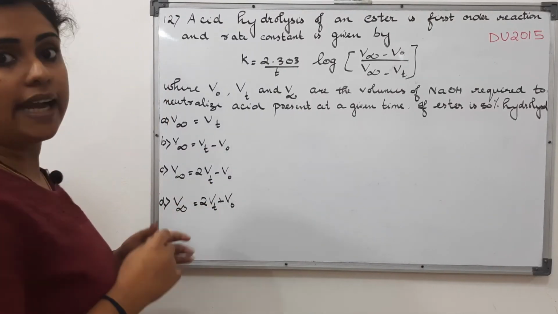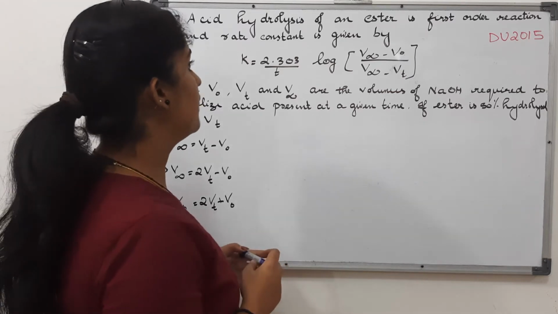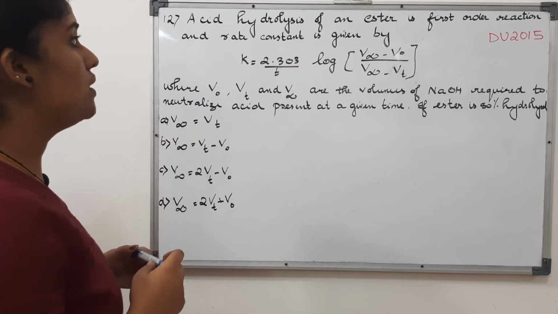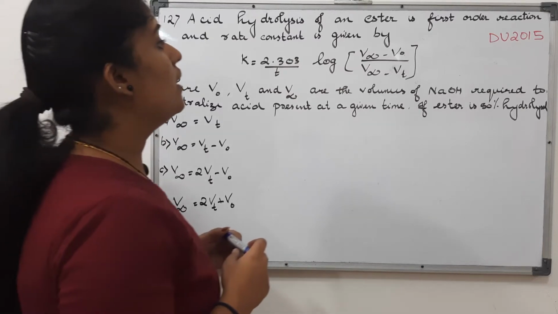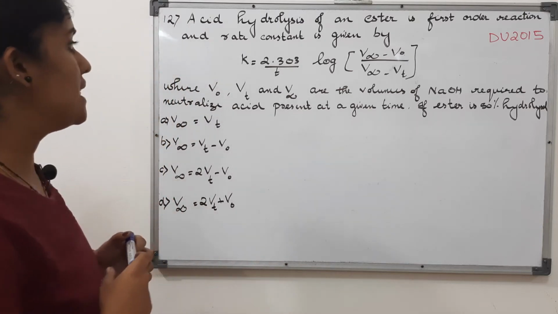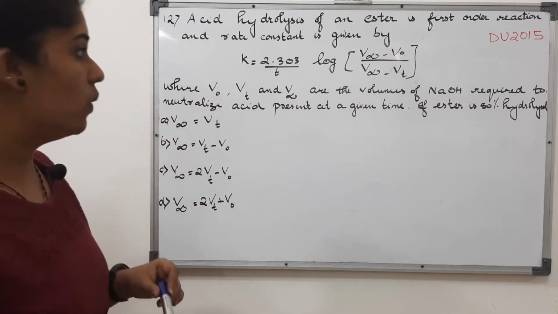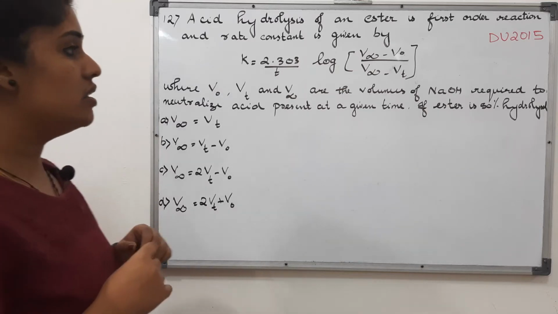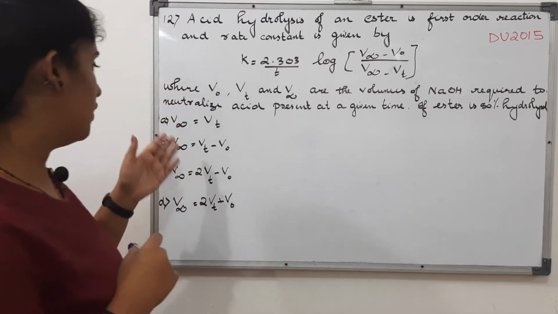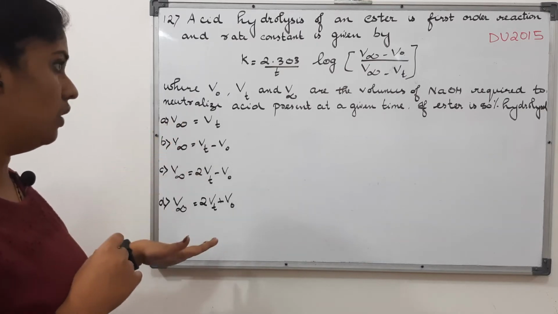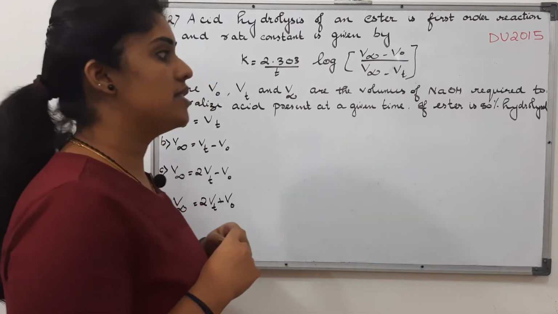Next is again a DU 2015 question. The question says that acid hydrolysis of an ester is a first order reaction and the rate constant is given by K equal to 2.303 by T log V infinity minus V naught by V infinity minus Vt, where V naught, Vt and V infinity are the volumes of NaOH required to neutralize acid present at a given time. If the ester is 50% hydrolyzed, which of the following are correct? So, how would you relate V infinity with Vt and V naught when the ester is 50% hydrolyzed?